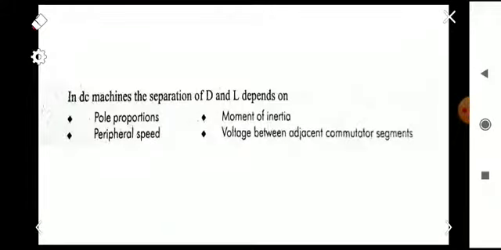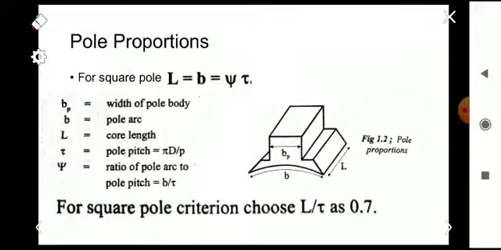In the DC machine the separation of D and L mainly depends on the pole proportions, moment of inertia, the peripheral speed, and the voltage between adjacent commutator segments. The first one is the pole proportions. In most of the questions we will be using the pole proportions, so it has the highest priority.